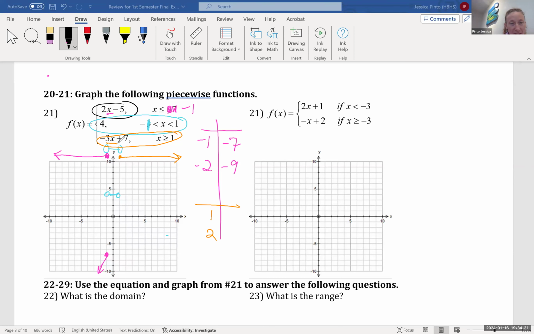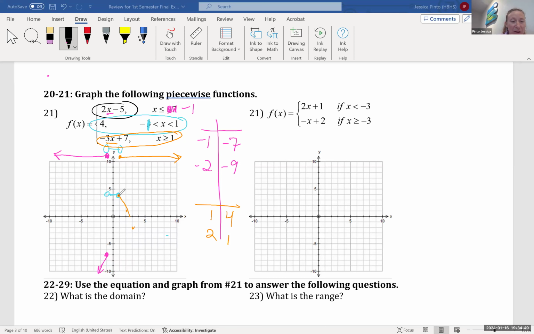So 1, that's going to be 4. And then 2 would be a -6, that'd be 1. So what's interesting is we have that coinciding point, the open and closed circle overlapping, and then yes, I see that down 3 and over 1.